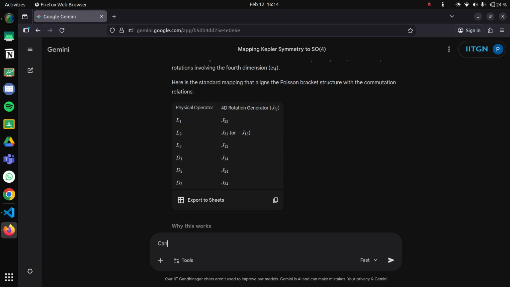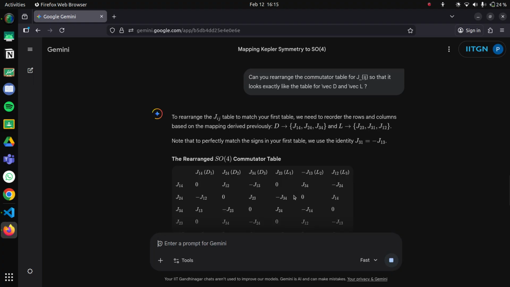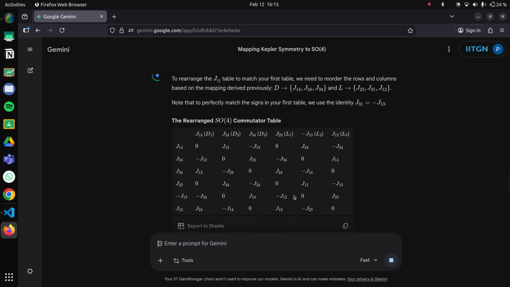Okay, can you rearrange the commutator table for Jij so that it looks exactly like the table for vector D and vector L. Note that to perfectly match the signs, you use the identity J31 equal to negative J13.